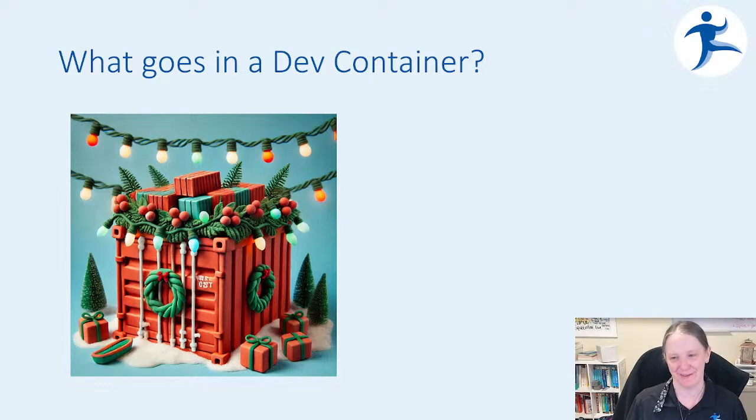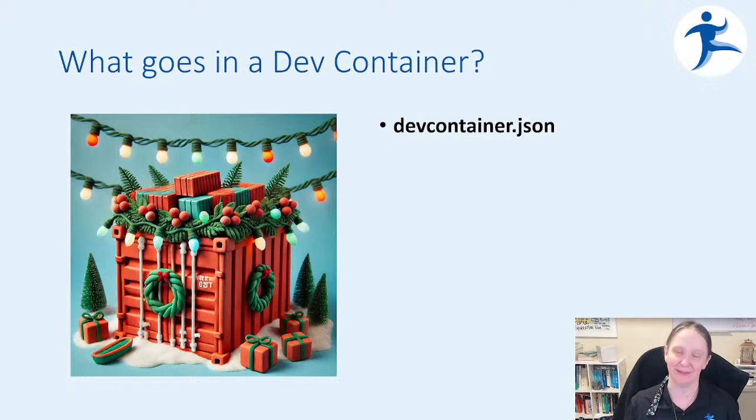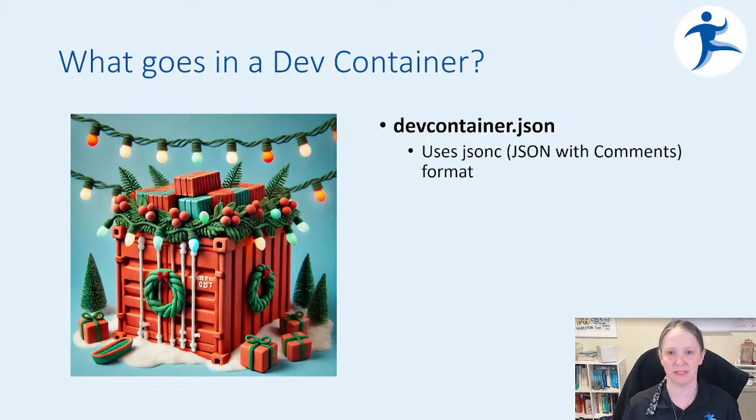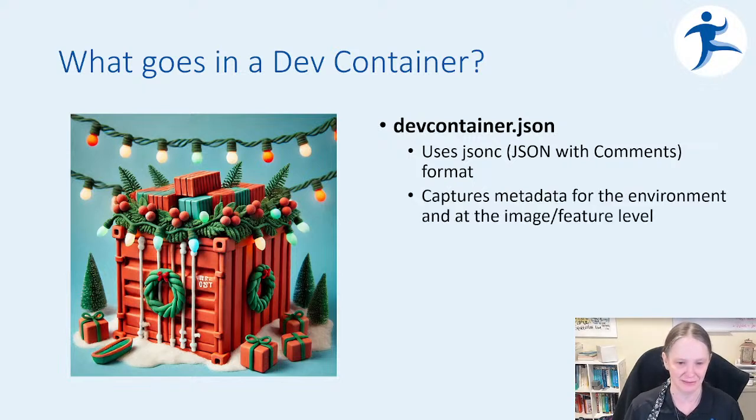Now, what goes in a dev container? Think of it as this JSON file, devcontainer.json. It is there for multiple types of orchestration. We'll talk about how you can build these containers. Devcontainer.json is a constant. It uses what's known as JSON-C, so JSON with comments. You will see comments, I promise you. But we can capture the metadata for that environment at the image level or at the feature level or at various other levels. And we'll talk about what is metadata.